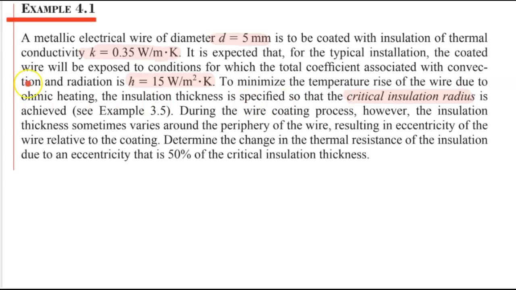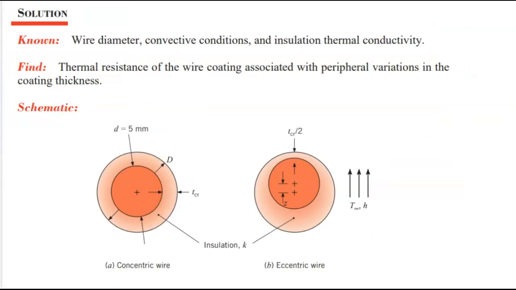So we are looking for the critical insulation radius. During the wire coating process, however, the insulation thickness sometimes varies around the periphery of the wire, resulting in eccentricity of the wire relative to the coating. Determine the change in the thermal resistance of the insulation due to eccentricity, that is 50% of the critical insulation thickness. So how are we going to proceed with this numerical?